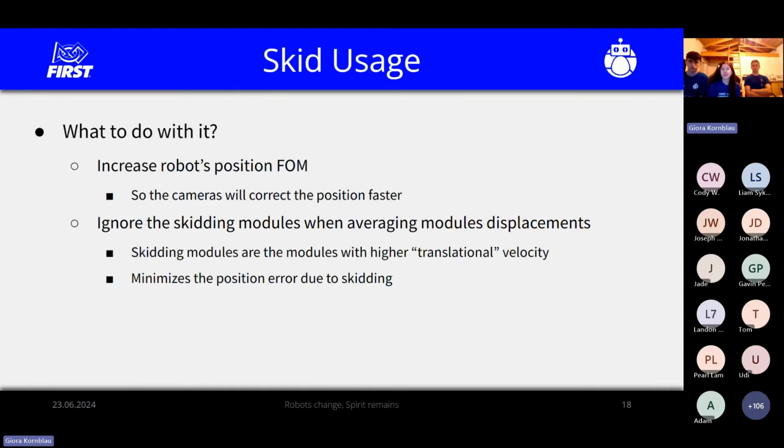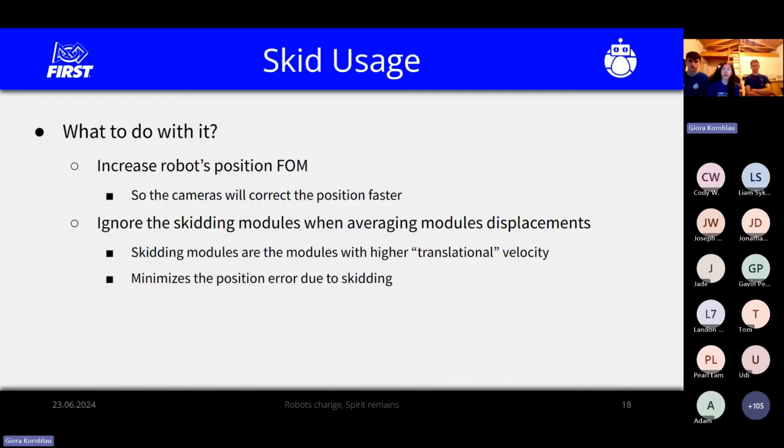So what do we do with this information? How do we use it? First of all, we increase the robot's position FOM, which, like Ido explained, means that the cameras will be able to correct our position faster. This is how we say that we don't trust our odometry. We just don't give it as much weight as the other sensors that go into our pose.